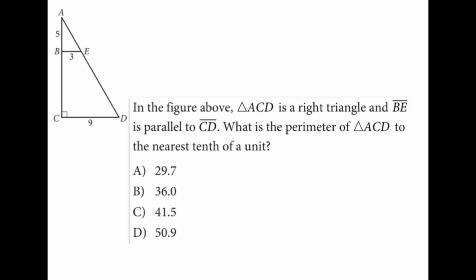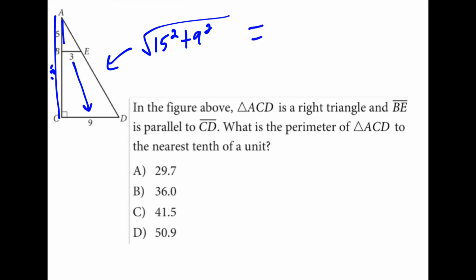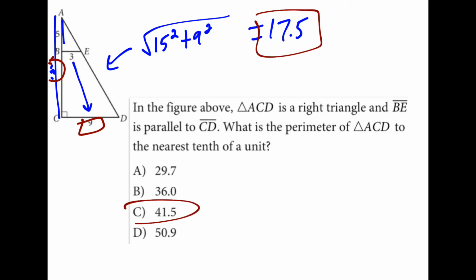We're told that ACD is a right triangle and that BE is parallel to CD. That suggests that there is a ratio between 3 and 9. And that same ratio exists between 5 and this larger side. We multiply by 3 to get 15. So if I have a right triangle, to figure out the hypotenuse, I can take the square root of 15 squared plus 9 squared. And that turns out to be 17.5. If you had a calculator, that would be easy for you also. To find the perimeter, I'm going to add up 17.5, 9, and 15. And I'm guessing it's the only one that ends in 0.5.